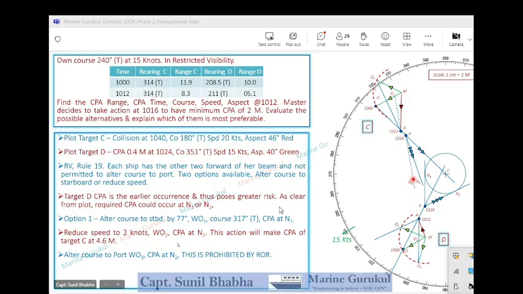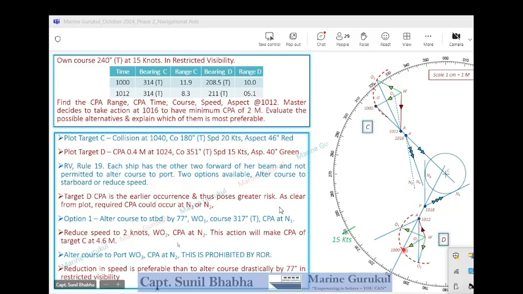Now let's evaluate a third option which can be picked up from this diagram. The third option which is available to us is an alteration of course to port. So you see here, this was our initial course vector for target delta. You can follow the laser pointer. For target delta, our ship course and distance vector was W Oscar.